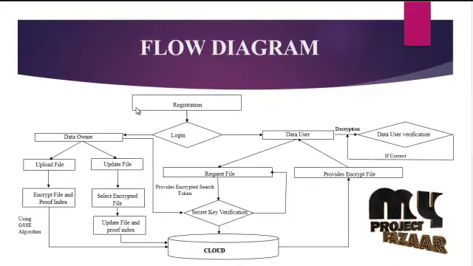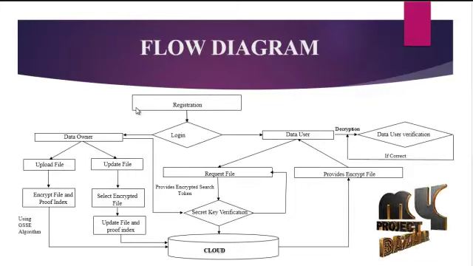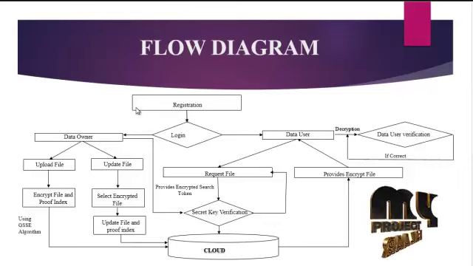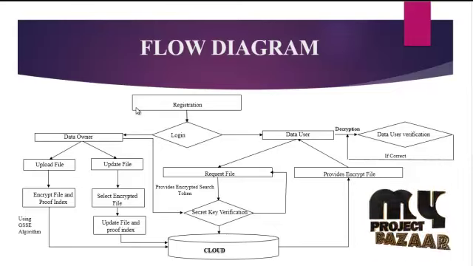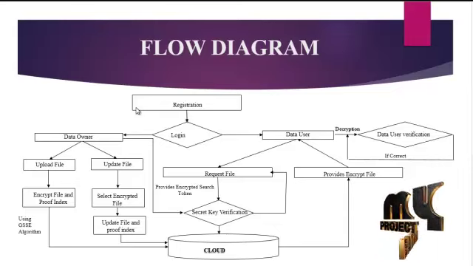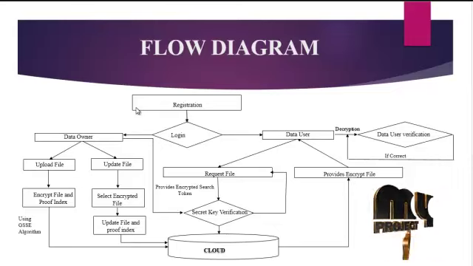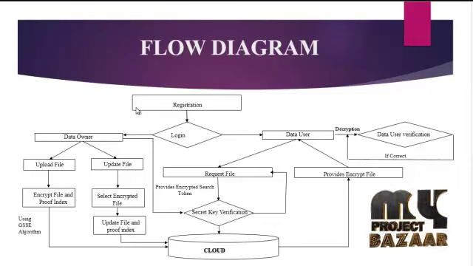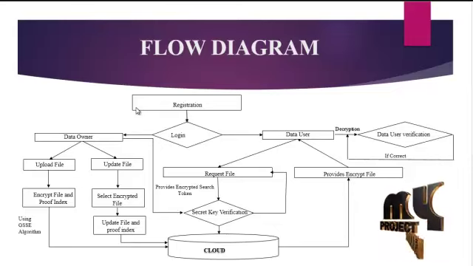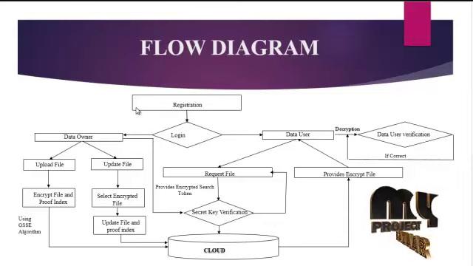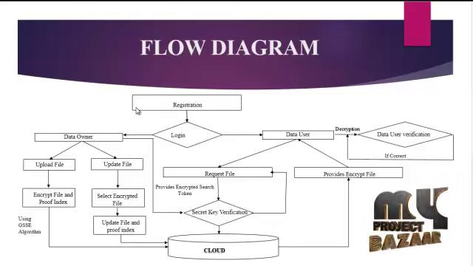Let's see the flow of our project. First is the registration process. To utilize the cloud data, every data user has to be enrolled. In this process, the data user's basic information like email ID, mobile number, and name are collected and stored in the cloud. An individual cloud ID will get automatically created for every data user during the registration process. The cloud ID is mainly used to uniquely identify each data user and data owner.